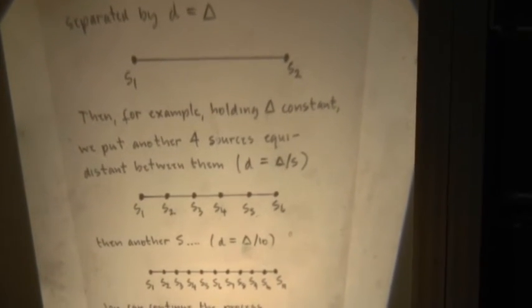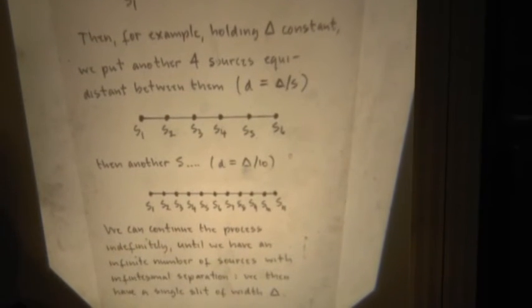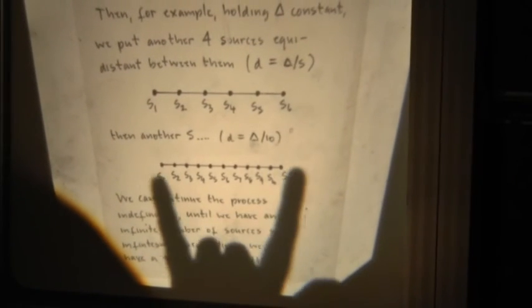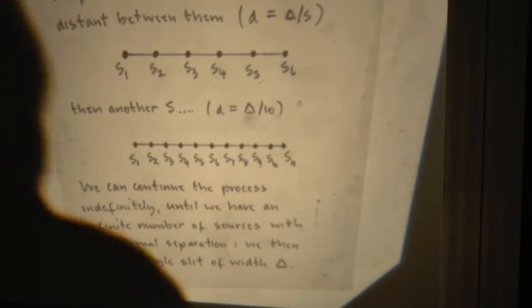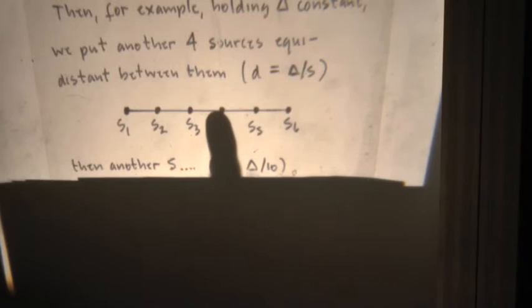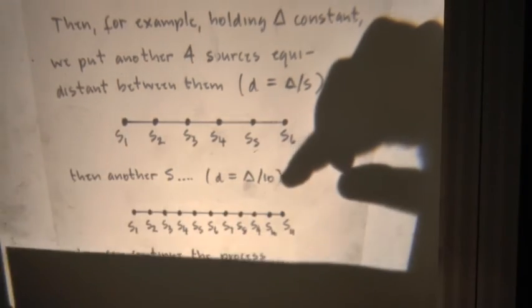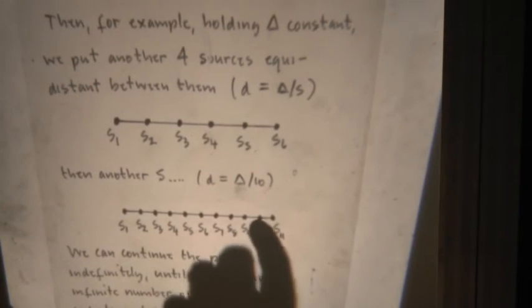But we can continue this process indefinitely, and when we have continued the process indefinitely, we have got a continuum of sources, and the whole thing is a slit of width delta. So if I send a plane wave up here and it hits these two oscillators simultaneously, I'll get the diffraction pattern that we've calculated. Remember, d, the individual spacing of the oscillators, is now smaller, but if I hit them all with a plane wave simultaneously, I'll get a diffraction pattern that we know how to calculate.